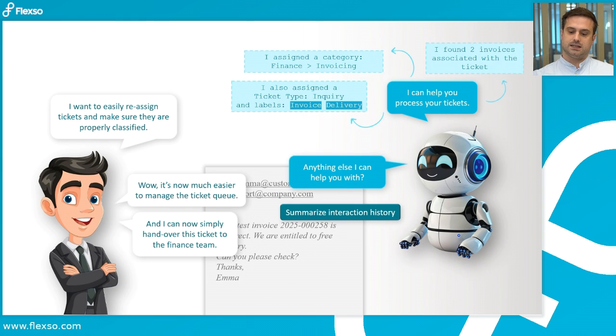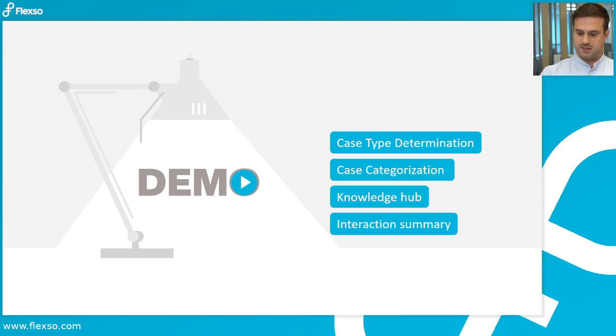And AI can help him summarize the interaction history in case he's asked multiple questions back to the customer and the customer replied. This back and forth can result in a lot of fragmented, loose emails. AI can summarize all of them into one short text. So moving on to the live demo, I will show you how the case type determination works, the case categorization. We'll have a quick peek at the knowledge hub and the generative AI interaction summary.